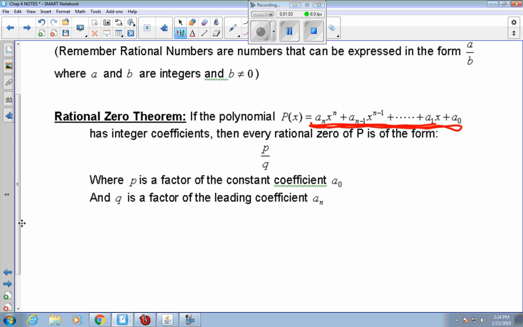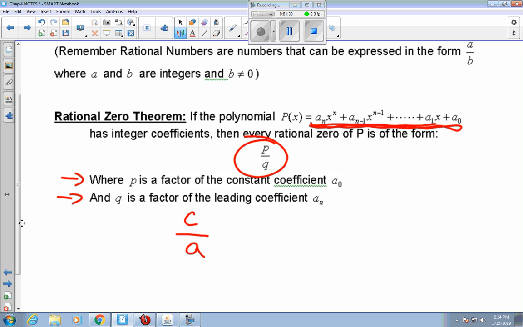Every rational zero is in the form of p over q, where p is a factor of the constant coefficient a0, q is a factor of the leading coefficient an. So the book will use p and q. That's what you'll see in pretty much every single book. What I like to use is c over a. Because if you think of p over q, p comes before q, so p's got to be the first term, q's got to be the last term. And it's the opposite. P is the last term, or the constant, and q is the first term.